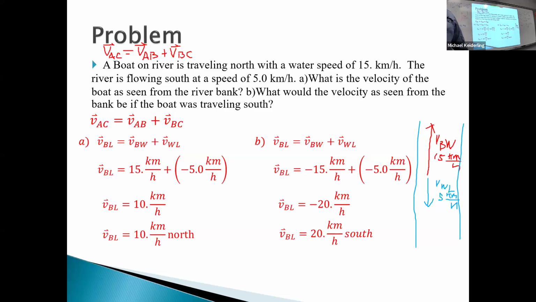You could have the same thing for something in the air. If there's a headwind, that means the wind's coming from in front of the plane or whatever is flying. That's going to slow it down. If you have a tailwind coming from behind, that's going to speed it up.